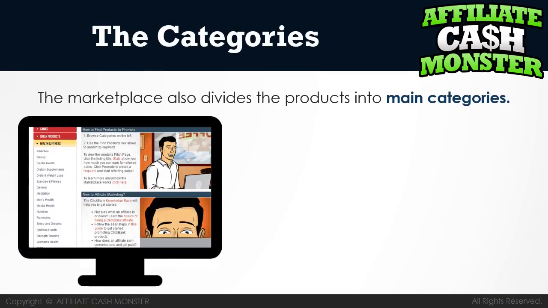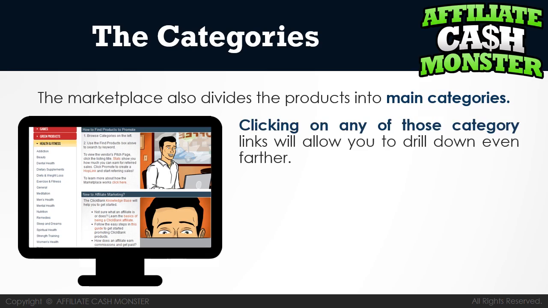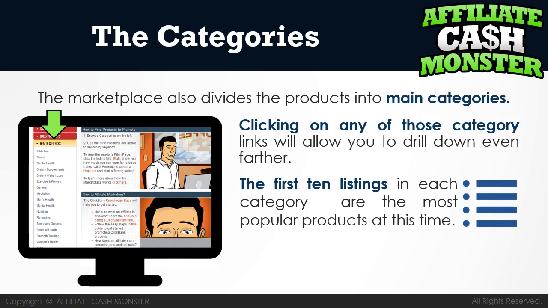The marketplace also divides the products into main categories. You can see these categories on the left-hand side. Clicking on any of those category links will allow you to drill down even farther. For example, if you click on Health and Fitness, you'll receive a list of subcategories that include addiction, beauty, dental health, dietary supplements, etc.